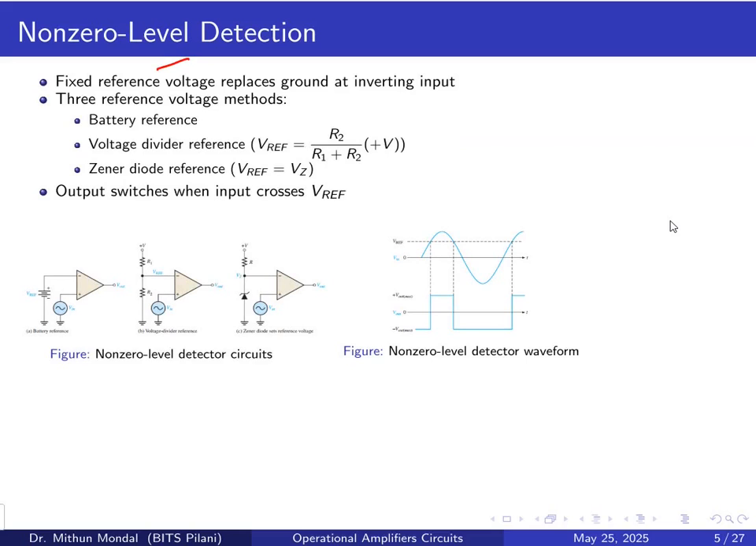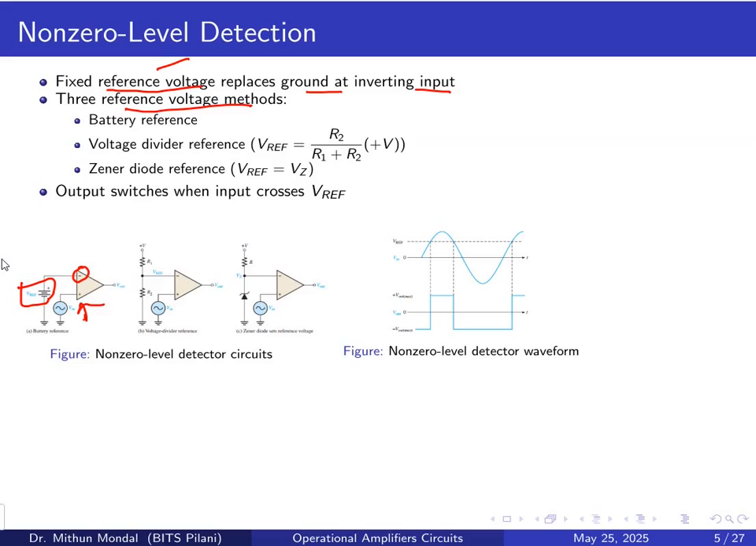In the non-zero level detection circuit, a fixed reference voltage replaces the ground at the inverting input. If you see here, the inverting input which was grounded now has a battery connected. So it is known as non-zero level detection, and the other terminal, the positive or non-inverting terminal, is given the supply.